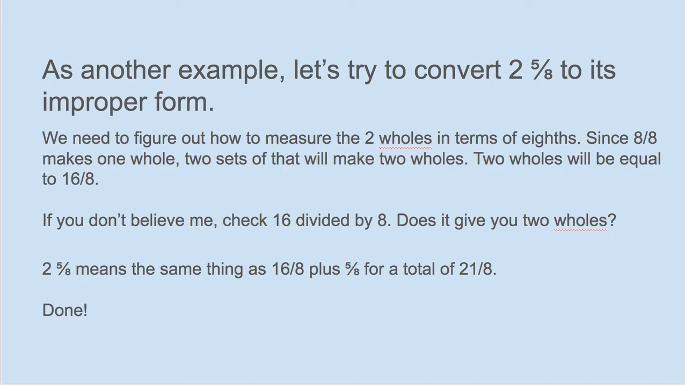If you don't believe me, check 16 divided by 8. Does it give you 2 wholes? So 2 5/8 means the same thing as 16/8 plus 5/8 for a total of 21/8. And you're done. That one's improper.